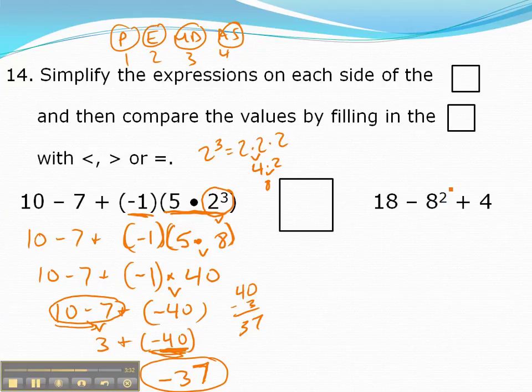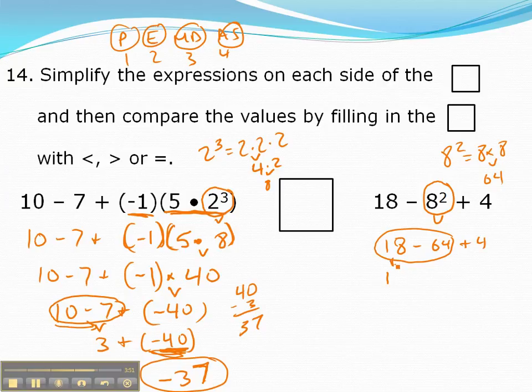This other expression is a little easier. We have no parentheses. We do have an exponent. 8 to the second power means 8 times 8, and that's 64. So we have 18 minus 64 plus 4. We're on step 4. The first subtraction or addition I see is right here. 18 minus 64, we don't change the first integer, we change subtraction to addition. We change the sign of the second integer, so positive 64 becomes -64.